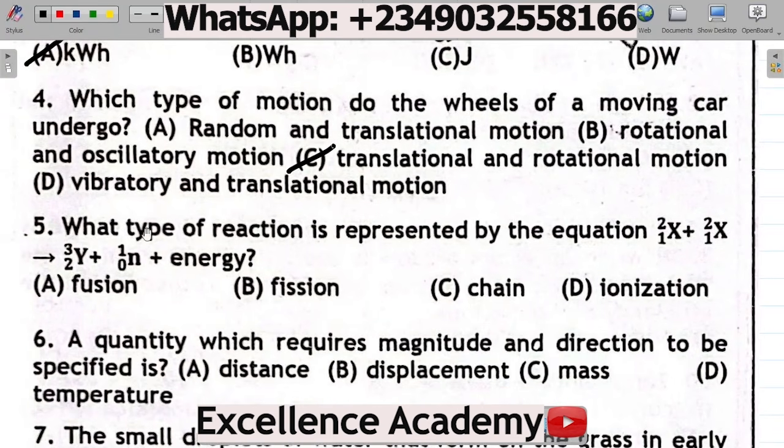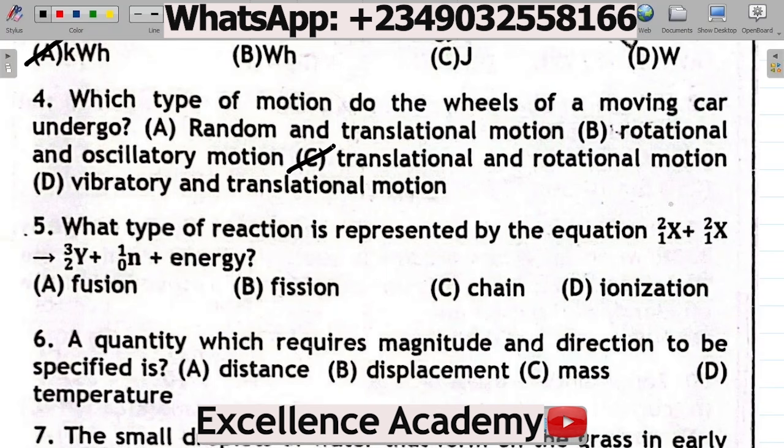Question 5 says, what type of reaction is represented by the equation? You have 2X 21 plus 21X gives you 32Y plus 10n plus energy. A, fusion. B, fission. C, chain. D, ionization. So which of these is the correct answer?